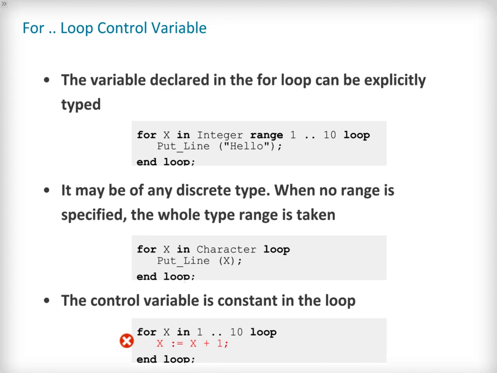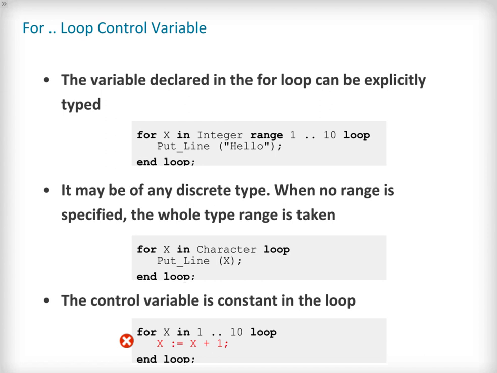A for loop automatically creates a variable that will hold the index and that can be used within the loop. This variable can be explicitly typed, as in the first example, saying for x in the type character from 1 to 10. It may be any kind of discrete type, and if I omit the range, then the whole range of the type will be taken. Here I'm saying for x in character in this second example, so I will iterate over all the possible values of the character type.